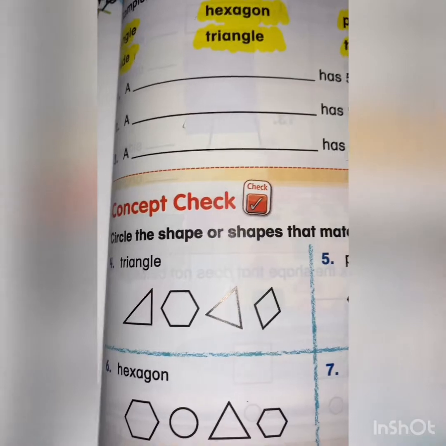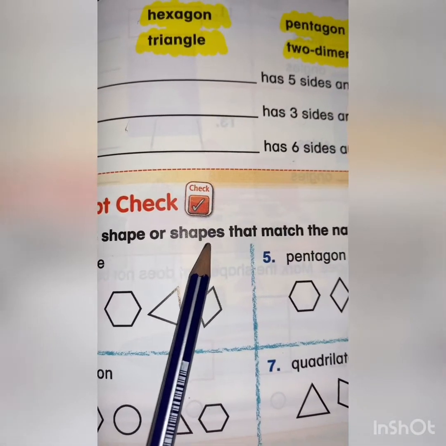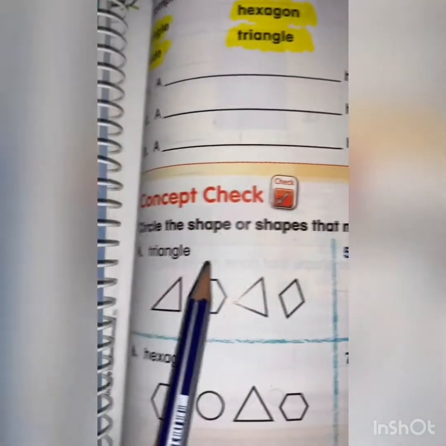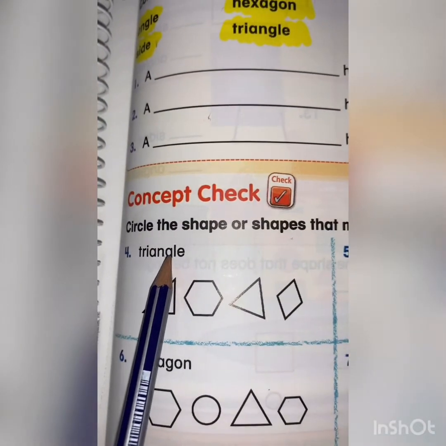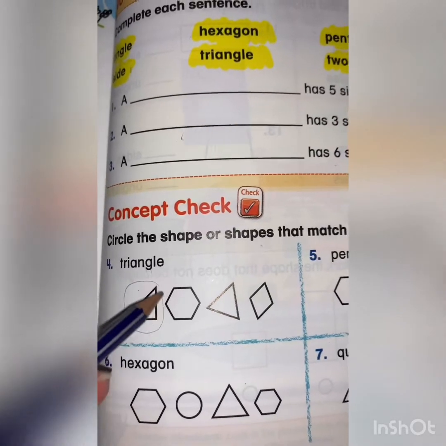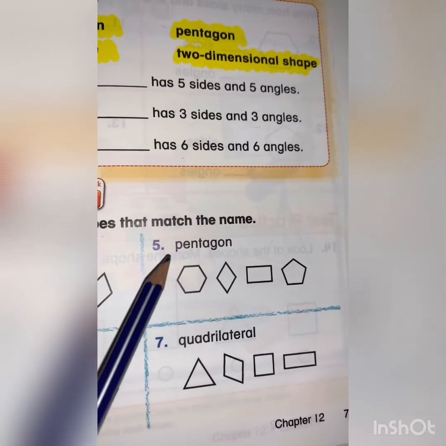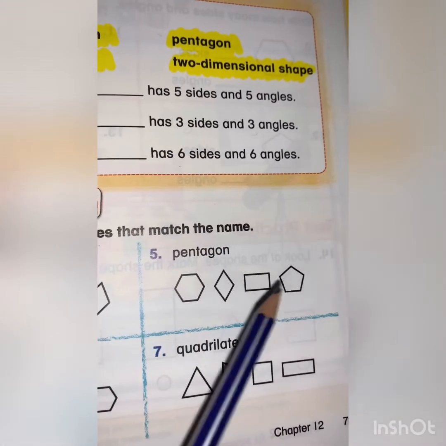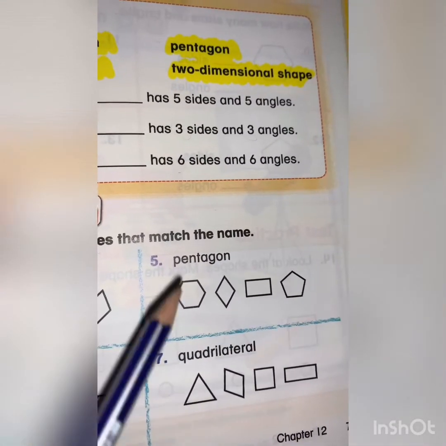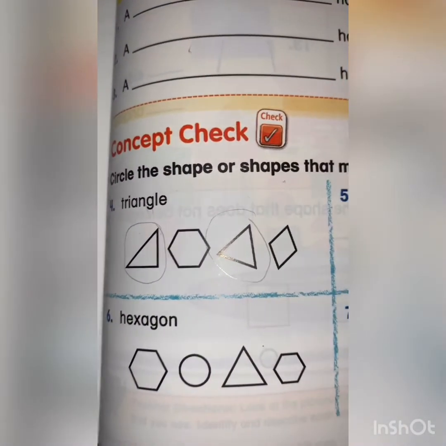Here we need to circle the shape or shapes, so it means that you can choose 1 or 2 that match the name. Triangle. Where triangle? Yes, here we have. This is number 1 and this is number 2. Number 5 here, pentagon. How many pentagon shapes here do we have? Yes, it's only 1.